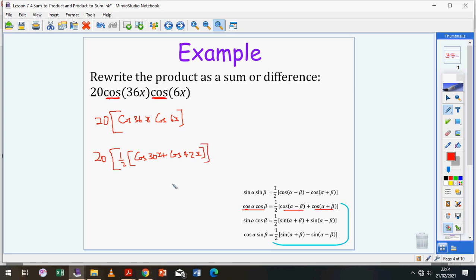So now I can consider the 20 and the half. When the 20 multiplies the half, I have 10, open brackets, cosine 30x plus cosine 42x. I have expressed an expression that was initially a product as a sum of two cosines, as a sum of two functions. So that's it. The only thing you need to make sure of is you're doing the addition correctly. So I hope you can check my math and see if I added that correctly.